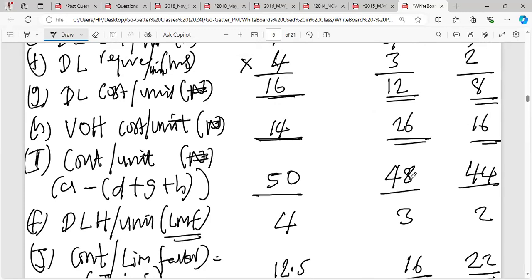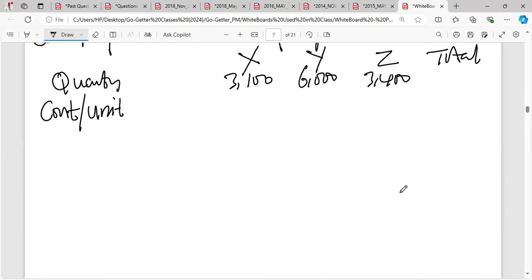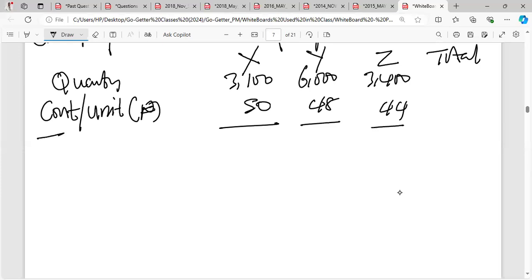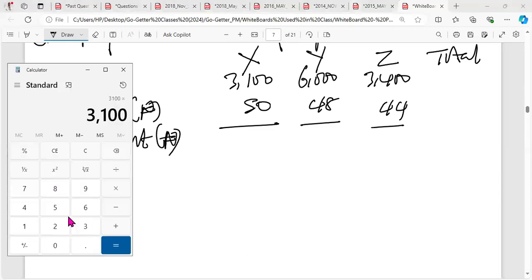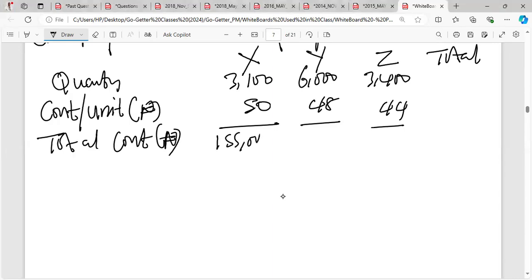So this is 50, 48, and 44. So here it is in Naira. So this is total contribution. It's also in Naira. So we'll bring our calculator again now. I have 3,100 in my calculator multiplied by 50. That will give me 155,000.